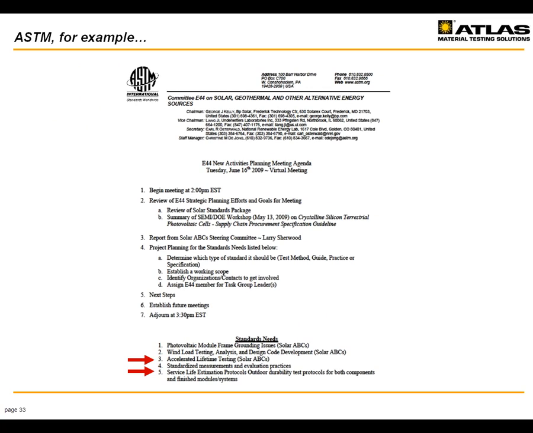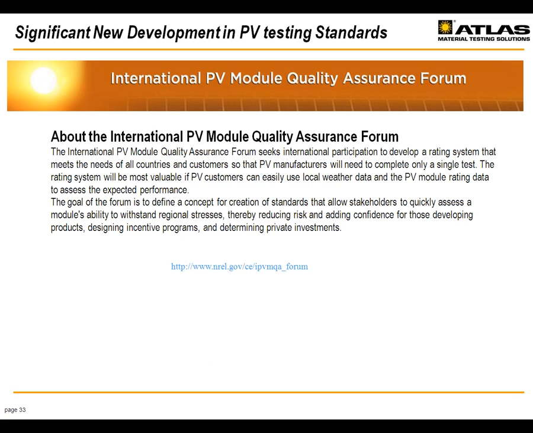In ASTM, taking up the challenge from Solar ABCs, this is a copy of a page from the report from one of their strategic planning sessions, and I've pointed to with red arrows the two things that relate to the work they are looking to undertake based on the ABC's directive. Number three at the bottom of the page shows accelerated lifetime testing, and number five says service life estimation protocols for outdoor durability test protocols. So ASTM has work underway as well to address the Solar ABC's directive to test PV materials and modules.